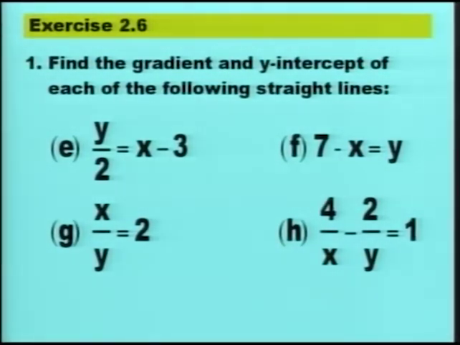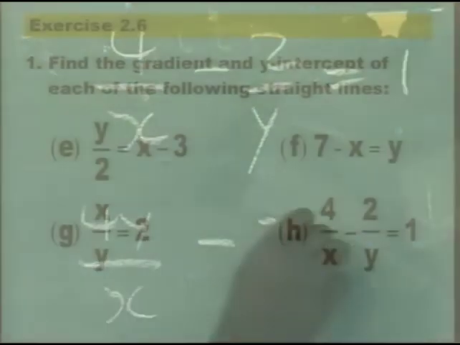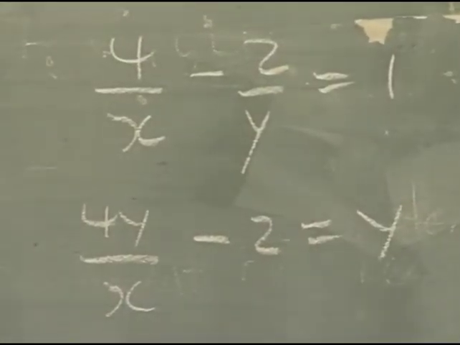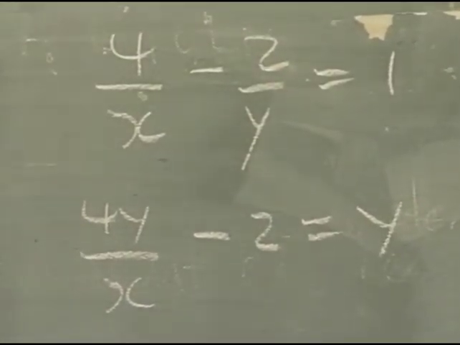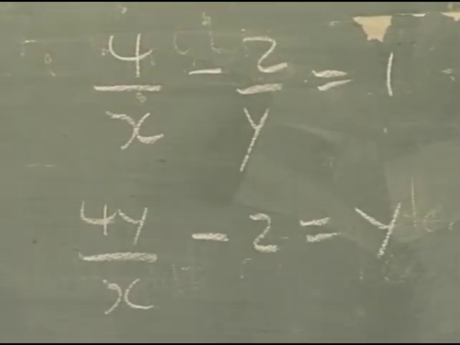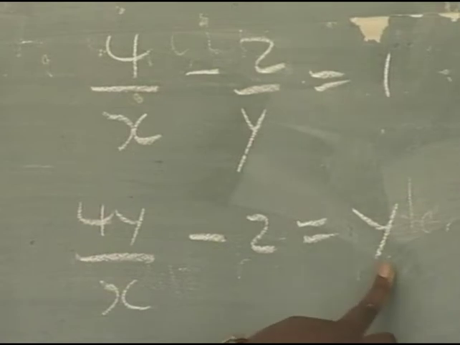I have to do that one on the board. Okay, 4 on x minus 2 over y equals 1. It looks like something's wrong with it. Okay, if I make y the subject of the equation, I will have to multiply by y. And this is going to be 4y on x minus 2 equals y. And then I also have to multiply by x, but the thing is I'm going to have yx on this side.